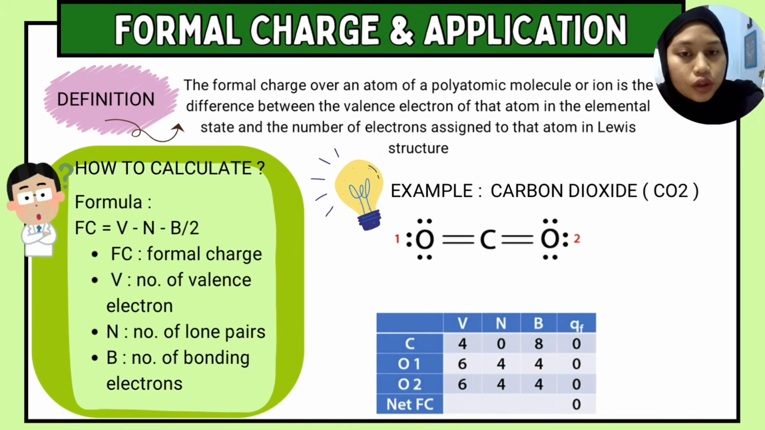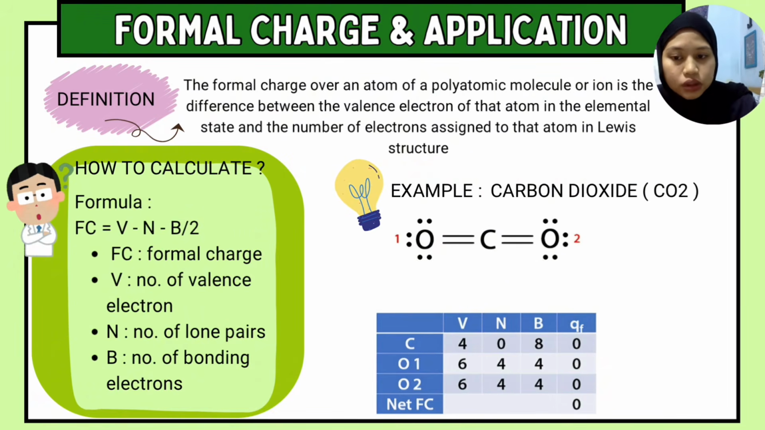So for both of the oxygen atoms, oxygen has 6 valence electrons, 4 lone pair electrons and 4 bonding electrons. So FC is equal to 6 minus 4 minus 4 over 2, which is also equal to 0. All atoms in carbon dioxide have a formal charge of 0, and the net formal charge is also 0. This tells us that this Lewis structure is stable and correctly drawn.